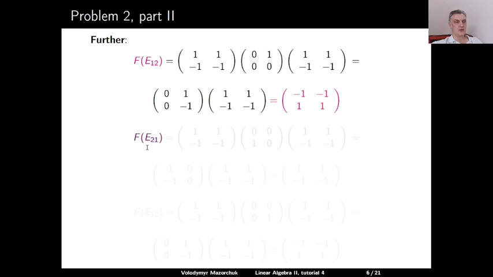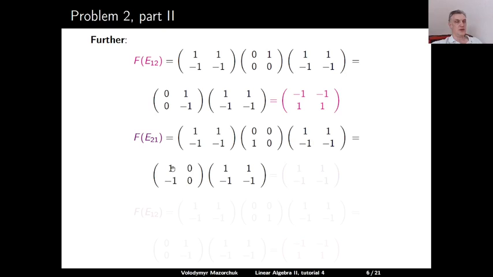Next, let us compute F applied to E21. So we have A times E21 times A. If we multiply A with E21, we will get the matrix 1, 0, minus 1, 0. If we multiply this matrix with A, we will get the matrix 1, 1, minus 1, minus 1. So F of E21 is equal to 1, 1, minus 1, minus 1.